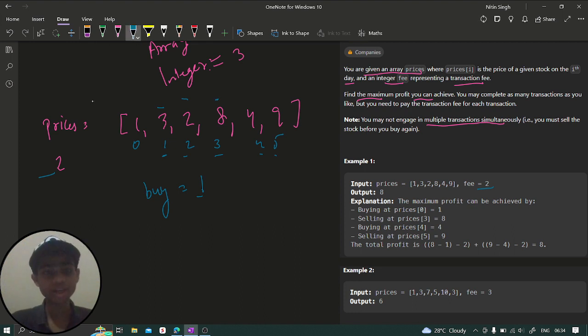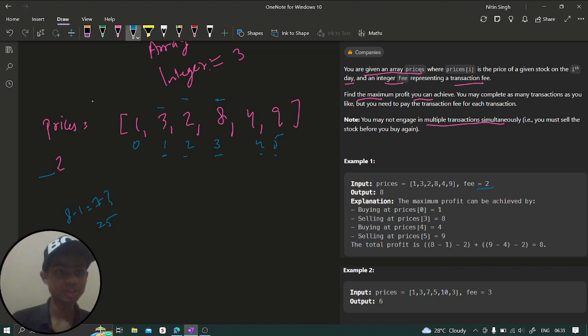After that, on the third day the price of that stock is 8, so we can sell it on this day. If we sell it here, 8 minus 1 is 7, and 7 minus 2, the transaction fee, is 5. So we are getting a profit of 5, which is better than the 0 we initially had, so I can sell it on the third day.